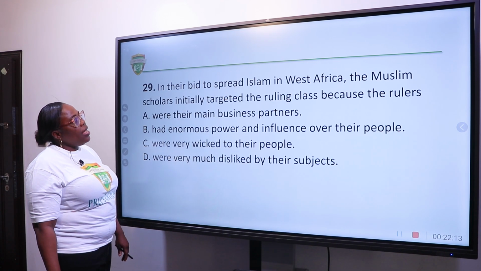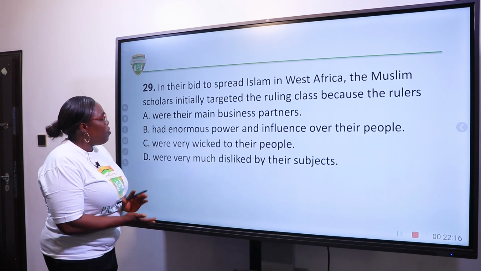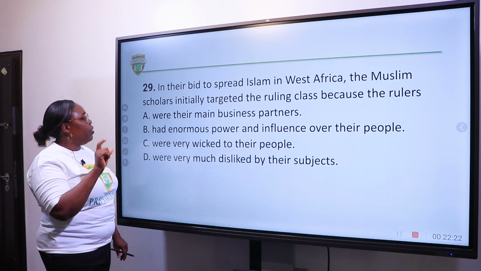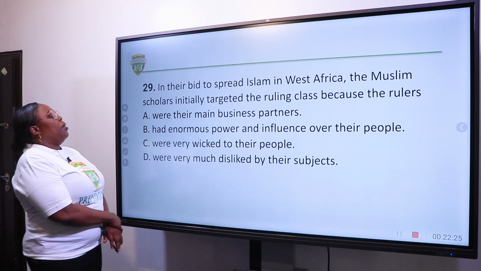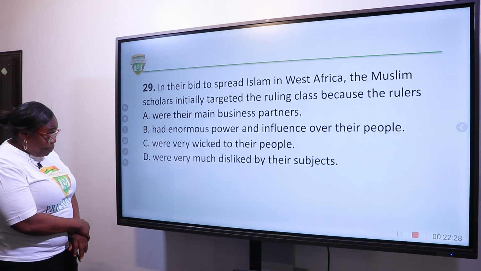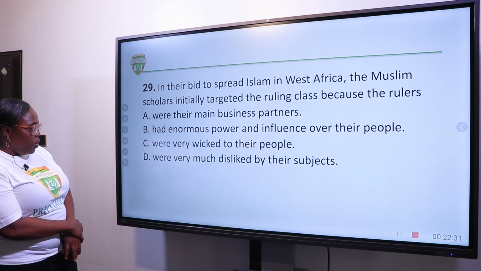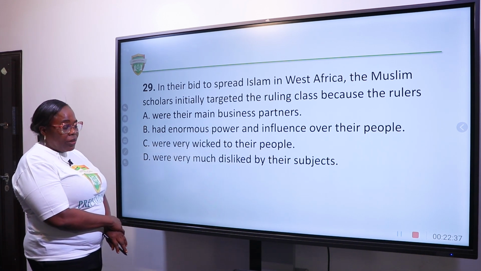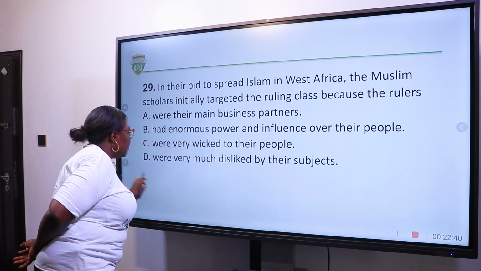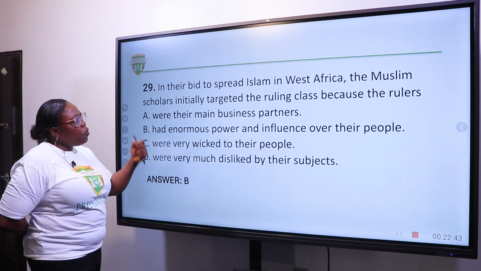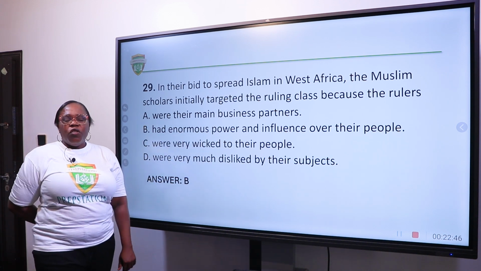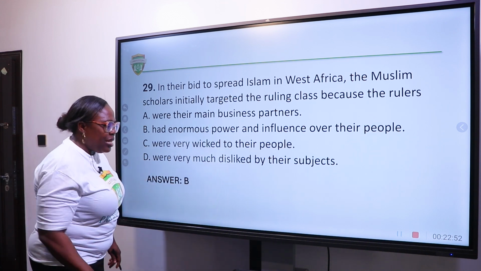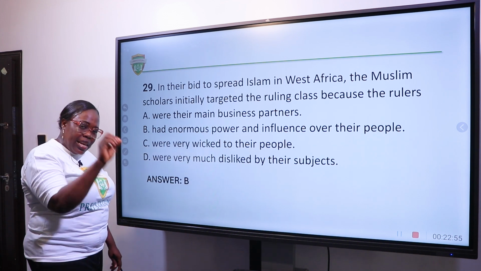In their bid to spread Islam in West Africa, the Muslim scholars initially targeted the ruling class because the rulers dash were their main business partners, had enormous power and influence over the people, were very wicked to their people, were very much disliked by their subjects. What is the answer? Let's see. B, had enormous power and influence over their people. So they could make the people practice it. That was what helped them in spreading Islam, because they made the people practice Islam.